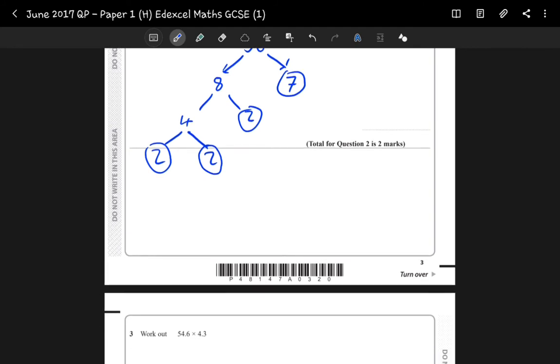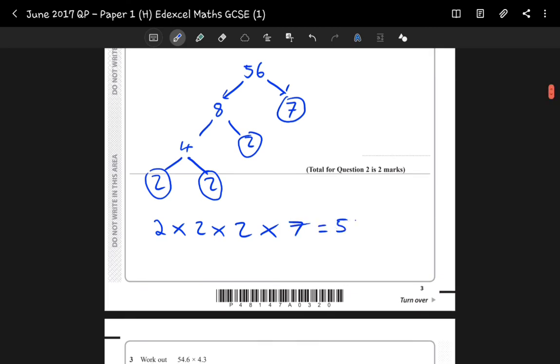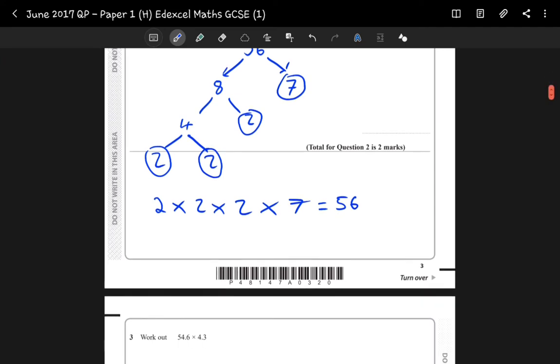We've got 4 prime numbers that make up 56, and you can actually rewrite them out like this. You could say 2 times 2 times 2 times 7, and that will actually equal 56. By the way, it's not always a bad idea to multiply all that out to make sure that you get back to the number. And we can actually find a way of writing this more succinctly.